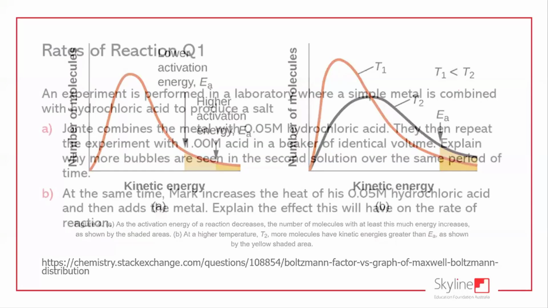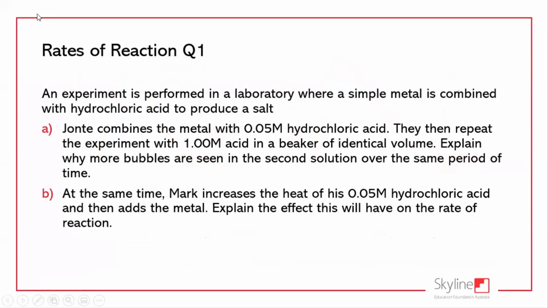Absolutely fantastic, awesome. Okay, here we have a rate of reaction question. I'm actually just going to zoom through this one because I really want to get onto our equilibrium stuff. So we have an experiment where a simple metal is combined with hydrochloric acid to produce a salt. We have Jonty, and he combines the metal with 0.05 molar hydrochloric acid. He then repeats the experiment with 1 molar acid in a beaker of identical volume. Explain why more bubbles are seen in the second solution over the same period of time. Also, Mark increases the heat of his 0.05 molar hydrochloric acid, then adds the metal. Explain the effect this will have on the rate of reaction.